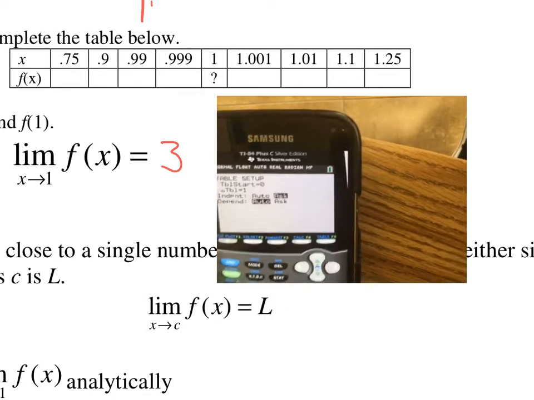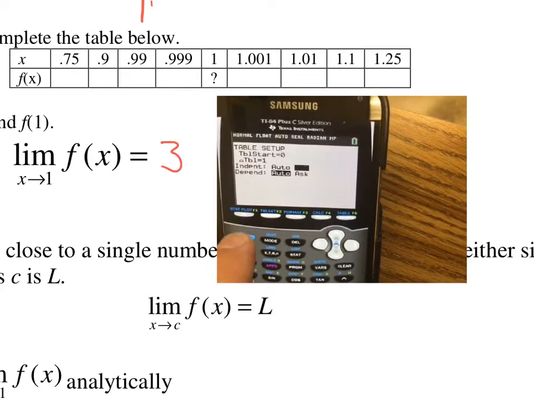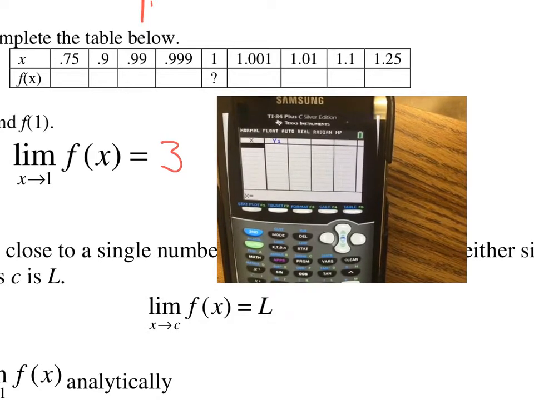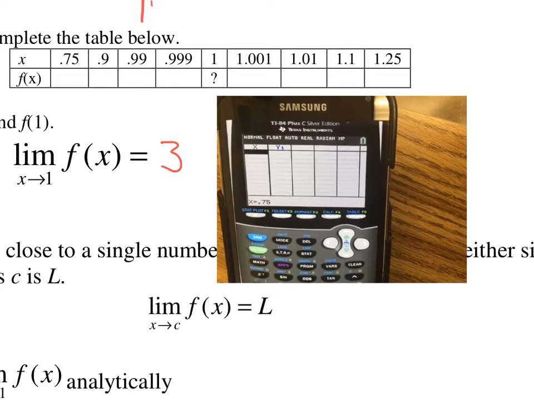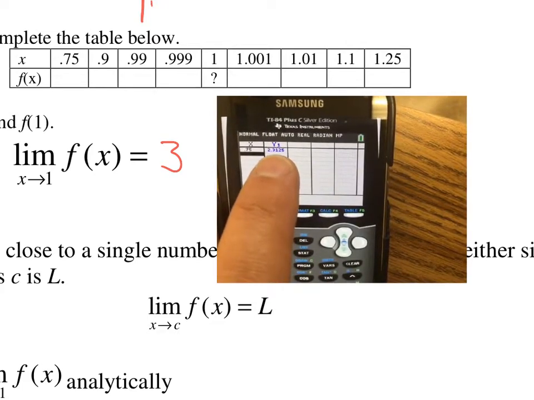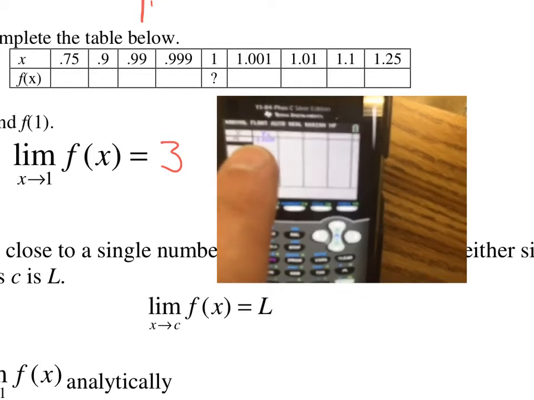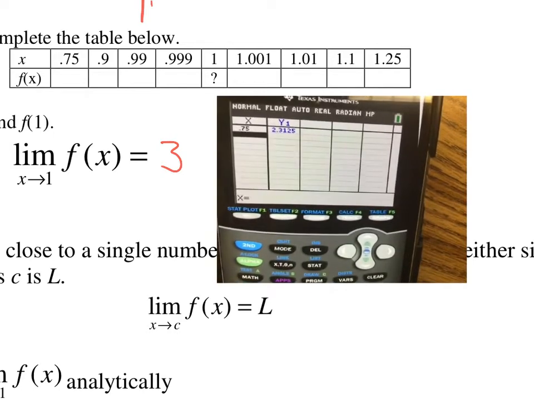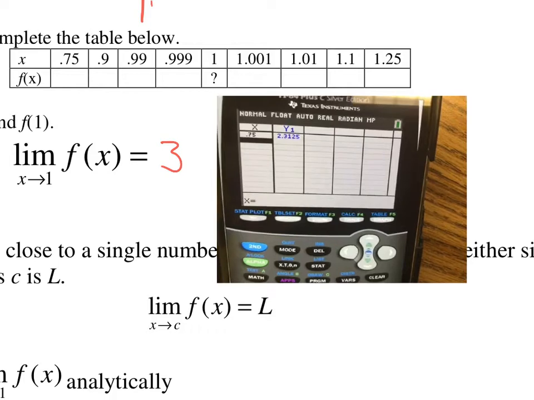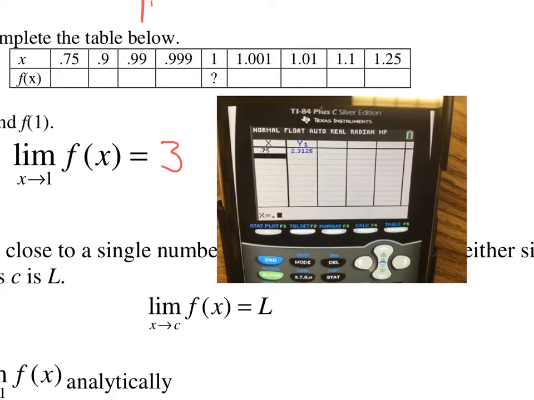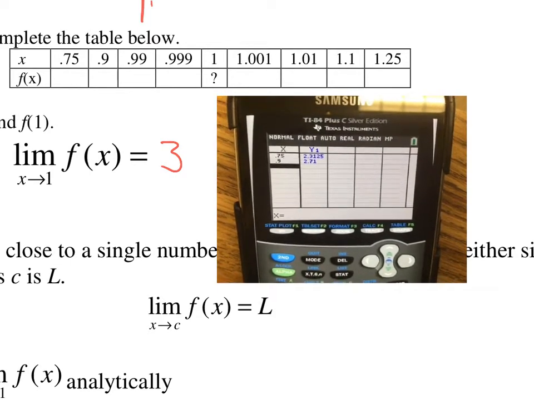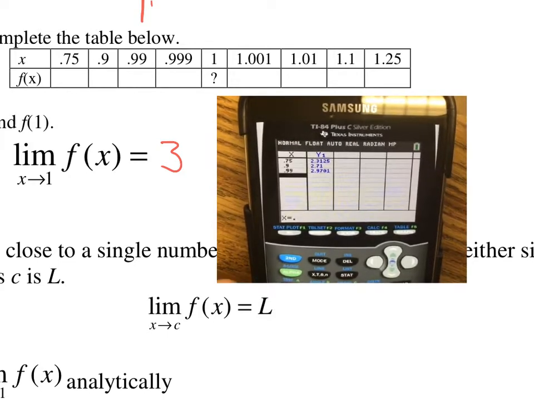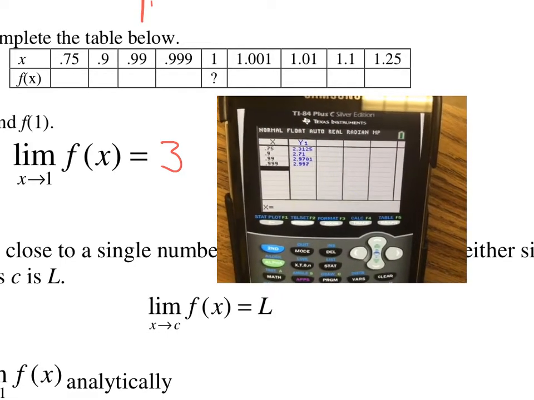So I hit ask, and then you'll notice above graph it says table. I'm going to hit second table, and it gives me a nice blank table. What I can do at this point is simply type in 0.75 and hit enter. Since I have my function stored as y1, it's giving me the value of the function when x is 0.75. You might say, well, wait, I thought the limit was 3. Well, it is, but notice what happens. Now when I punch in 0.9, it's 2.71. When I do 0.99, it's 2.97. And when I do 0.999, it's 2.997.